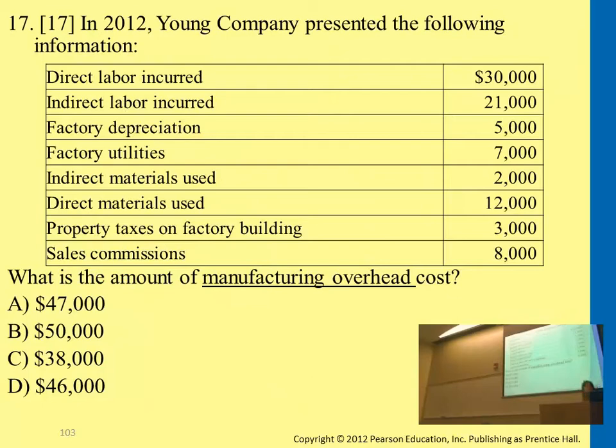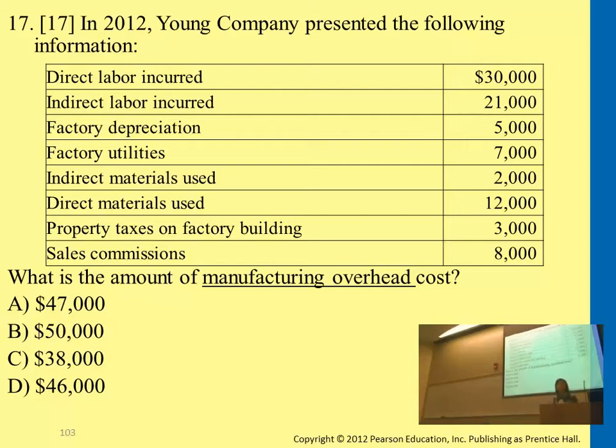Okay, number 17, Young Company presented the following information. What is the amount of manufacturing overhead cost? So basically, you just choose the ones that relate to this third category cost, manufacturing overhead, and delete anything that relates to direct material, direct labor.